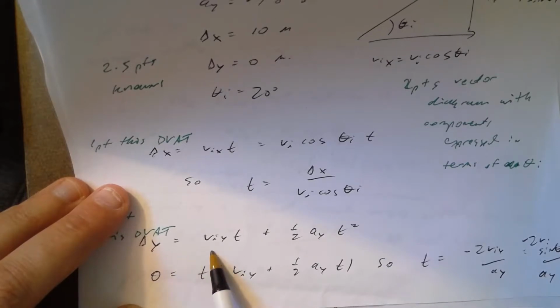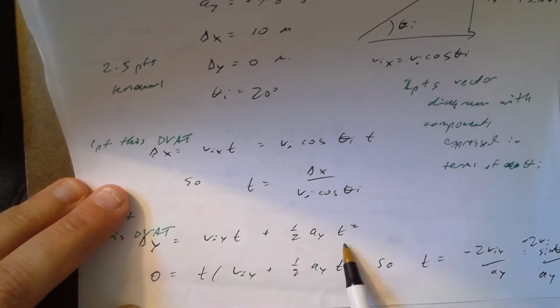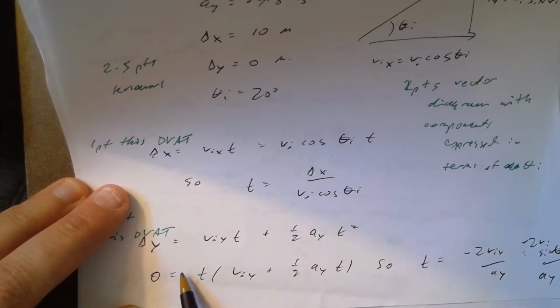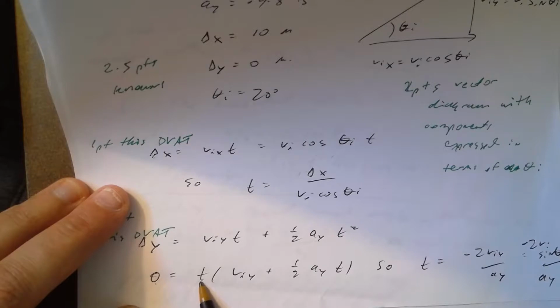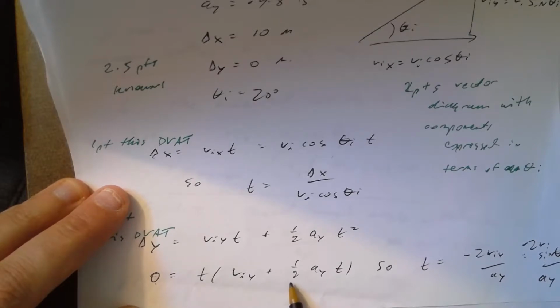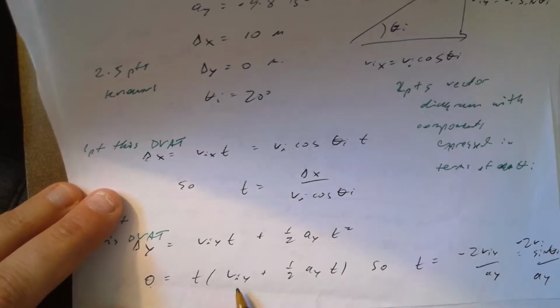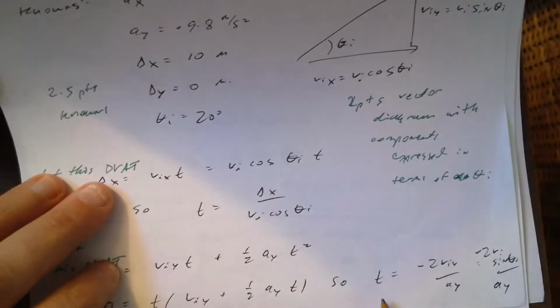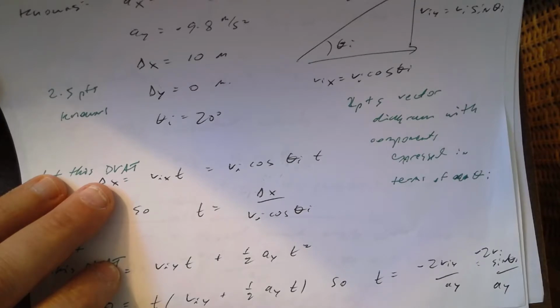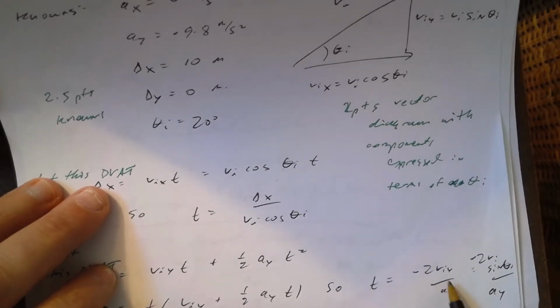So we have delta y is VIYT plus 1/2 AYT squared. This is simpler than it looks because delta y is 0. And so what I'm going to do on the right-hand side is factor out t to get t times the quantity VIY plus 1/2 AYT. And that times that quantity in parentheses must equal 0. So either t is 0, which is not the solution we want, or this thing in parentheses is 0. So in that case, we know t. If I solve this in parentheses for t, I get t is negative 2 VIY over AY.